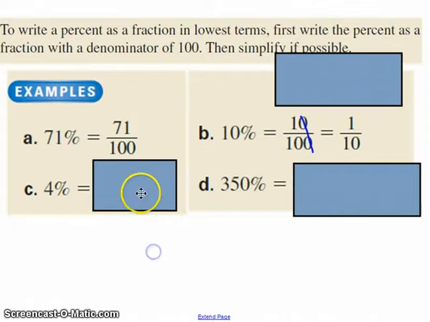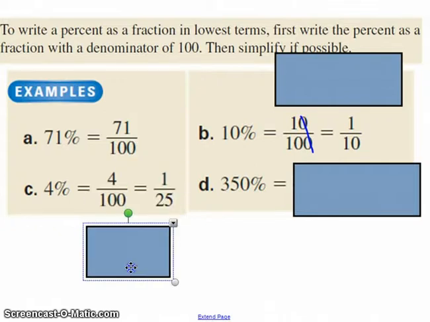4% becomes 4 out of 100. This time I can't cancel zeros, but still I can simplify. 4 and 100 are both divisible by 4 and turn into 1 out of 25. Another way to see this is to realize that 1 out of 25 is 1/4 of 100, and there are 4 quarters in 100 pennies.